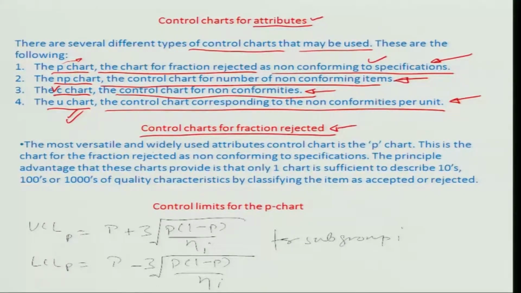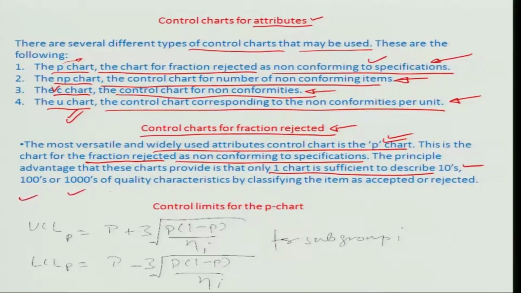The most versatile and widely used attributes control chart is obviously the P chart. This is what we are going to stick to at this time. This is the chart for fraction rejected. Obviously, you know what fraction rejected means, and this means that the rejection has happened because of the non-conformance to some specifications. And the principal advantage that these charts provide is that only one chart is sufficient to describe tens, hundreds, thousands of quality characteristics by classifying the item as accepted or rejected.